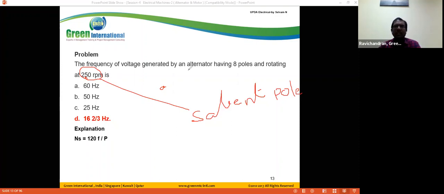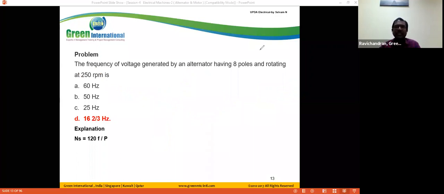And this alternator may be used in a hydro generation plant or diesel power plant, because we already discussed in the second or third slide that the salient pole rotor is used for hydro stations or diesel generating stations. So in this way we correlate the questions and how they ask the questions.